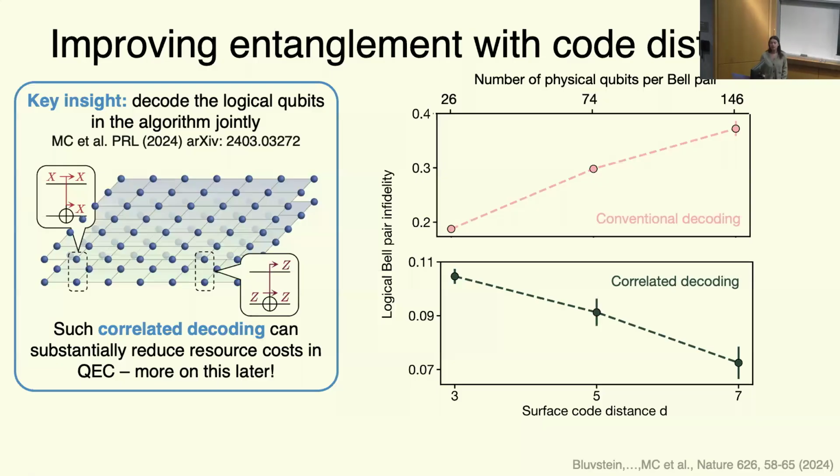And it turns out that such correlated decoding actually can be used to substantially reduce the resource cost of these types of circuits that we're looking at. And I'm not sure if I'll have time at the end, but that's okay. So I just want to mention that here. It's actually a really important result that can allow us to do computation a lot more efficiently.